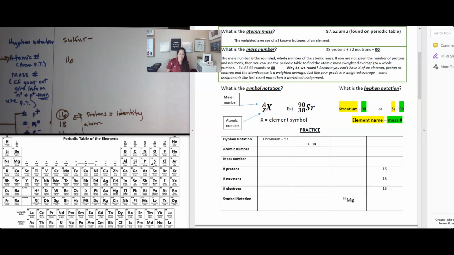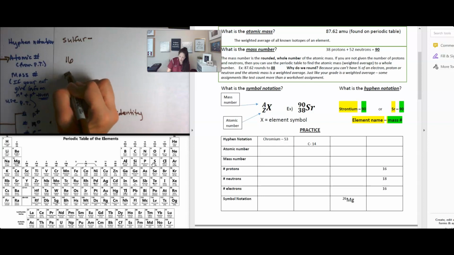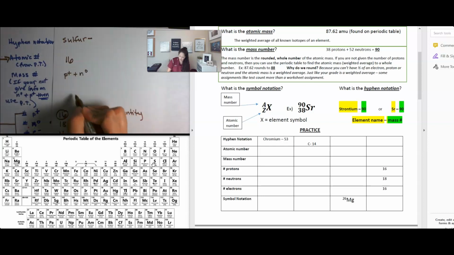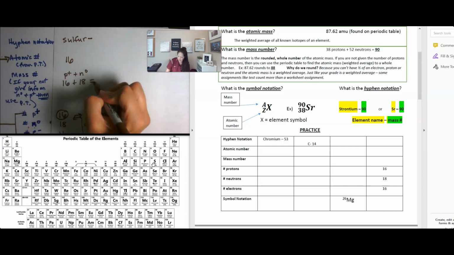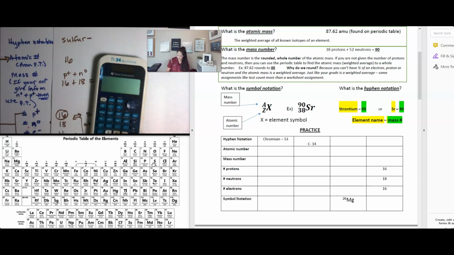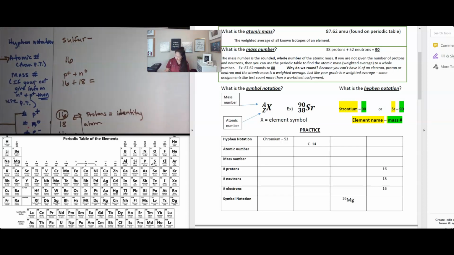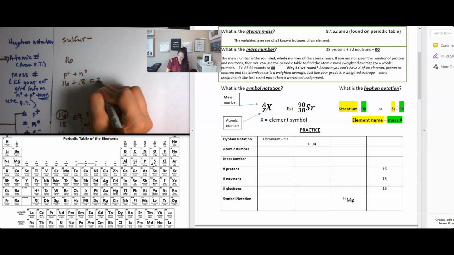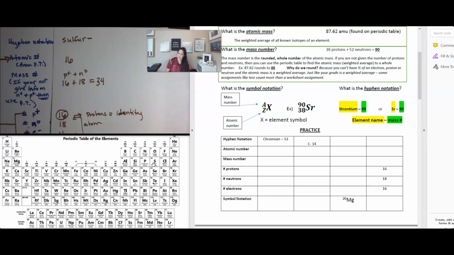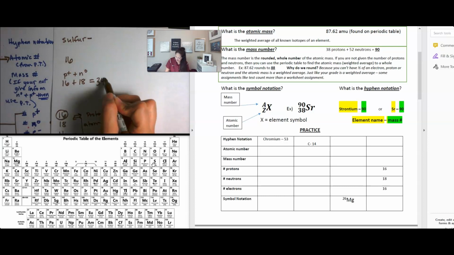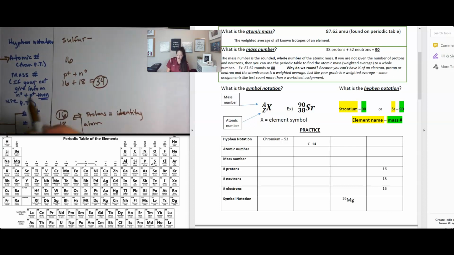And how can we find our mass number? In this case, we can solve for it. So we're going to add our protons plus our neutrons. So 16 protons plus 18 neutrons. That was the information given to us. Equals 16 plus 18, 34. See your mass number that was there earlier. All right, so our mass number is 34.